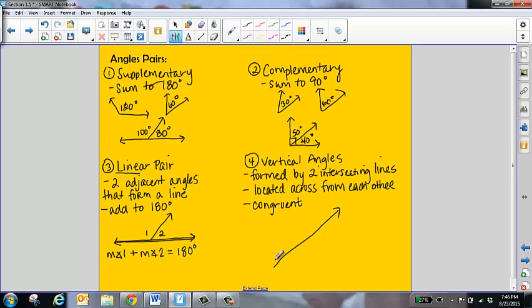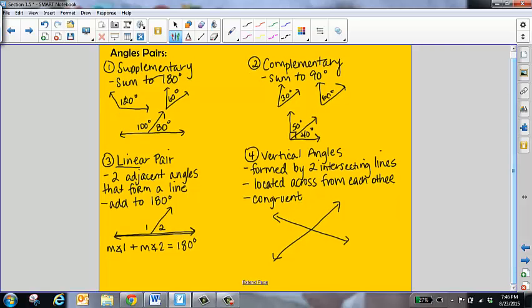Hopefully yours is a little bit straighter than mine was. So there's our two intersecting lines. Now let's label the four angles, because four angles are formed when we have those two lines that intersect. So we're labeling 1, 2, 3, 4.